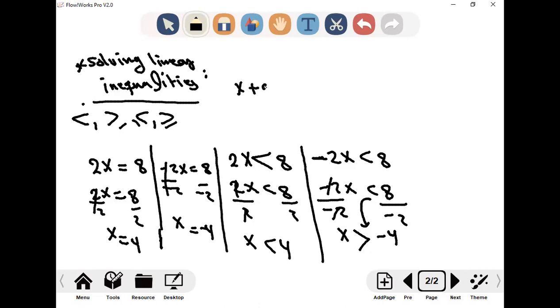x plus 9 more than 8. Shift the 9. x more than 8 minus 9. x more than negative 1.